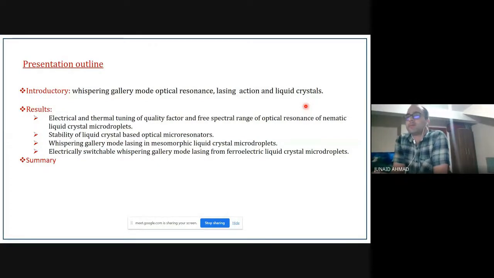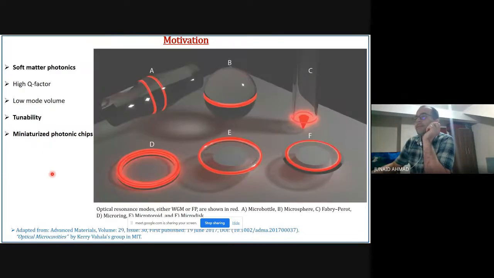My presentation is basically divided into three sections. Initially, I will give a small introduction about whispering gallery optical resonance, lasing action, and liquid crystals. Next, I will follow with the results that I acquired during my PhD program. And eventually, I will finish with the summary and acknowledgements.